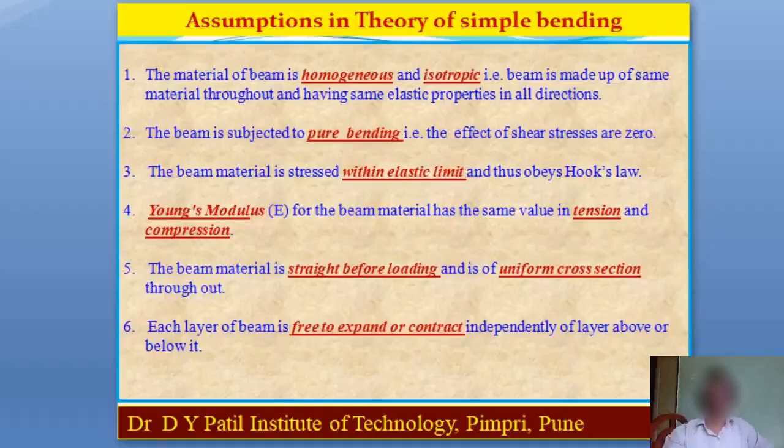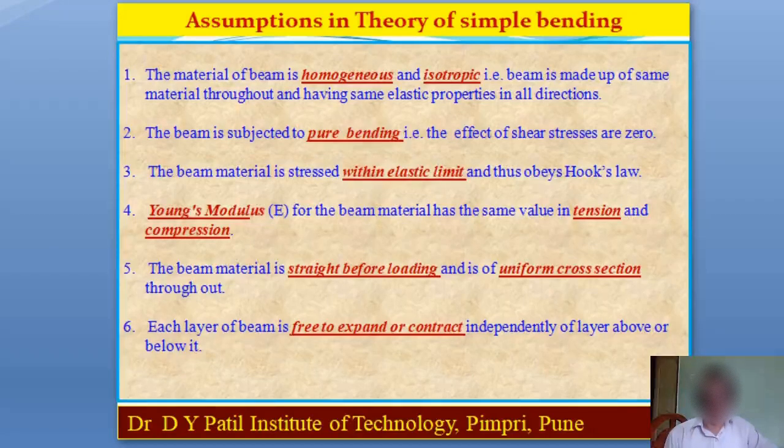Now let's see the assumptions in the theory of simple bending. The material of the beam is homogeneous and isotropic. That is, the beam is made up of the same material throughout and has the same elastic properties in all directions. That is the meaning of homogeneous and isotropic. The beam is subjected to pure bending. It means only bending moment will be induced. At that time, shear stresses will be zero. The third point is that the beam material is stressed within the elastic limit. It means it obeys Hooke's law.